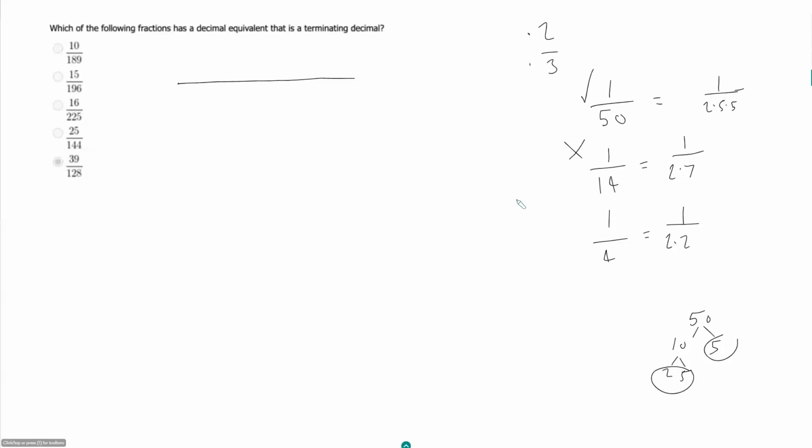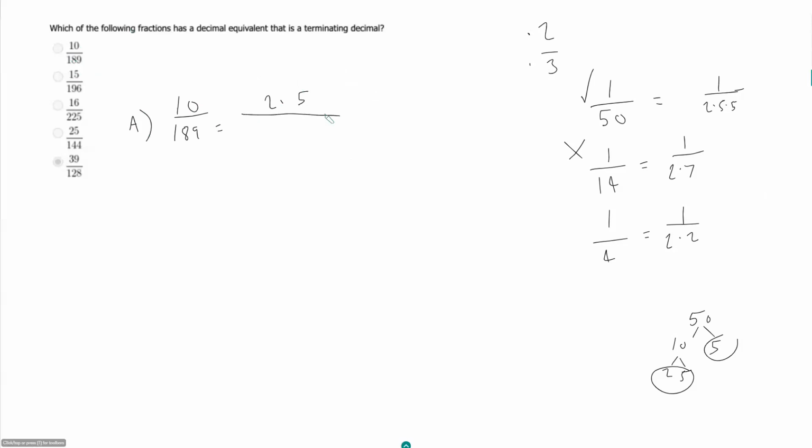So given that, we just got to break up our denominators here and see which one contains only 2s and 5s. So what I was trying to do a second ago was just delete this guy. A, 10 over 189, what is that? We have a 2 and a 5 up top, so that might be relevant just because it might cancel out some things in our denominator. So we can't just ignore our numerators here.